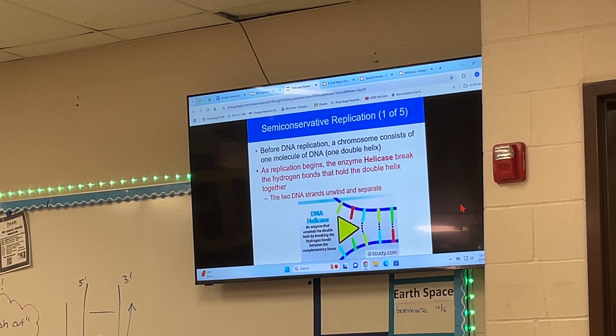Alright, so as replication begins, the enzyme helicase breaks the hydrogen bonds that hold the double helix together. Helicase is an enzyme. Remember, anything that ends in ASE is an enzyme. Think of it as kind of like a zipper. It's going to unzip the DNA strand. It unwinds it and unzips it, and these hydrogen bonds are going to break apart, and the two DNA strands are going to separate.